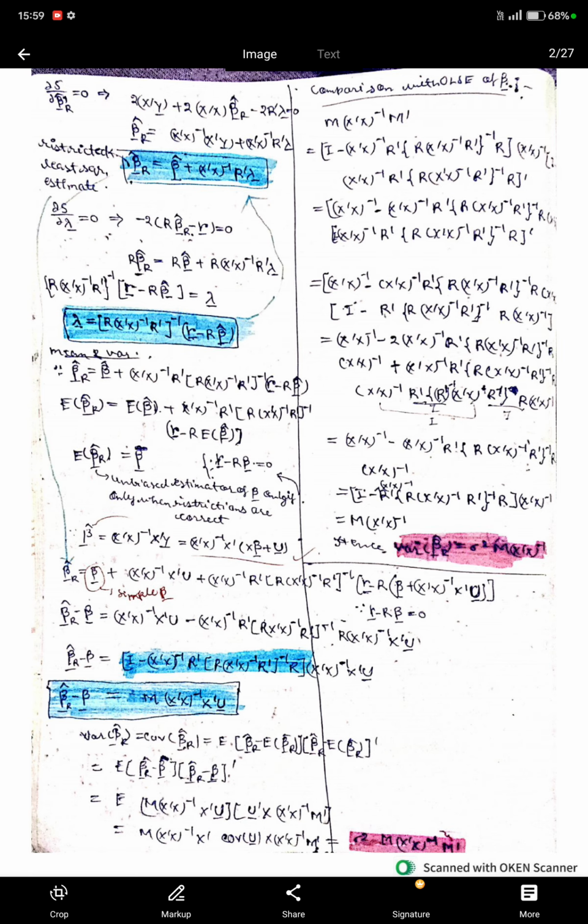Here we have to prove that M in bracket X dash X का inverse M dash equals to M X dash X का inverse. So the variance of beta cap R equals to sigma square M X dash X का inverse.